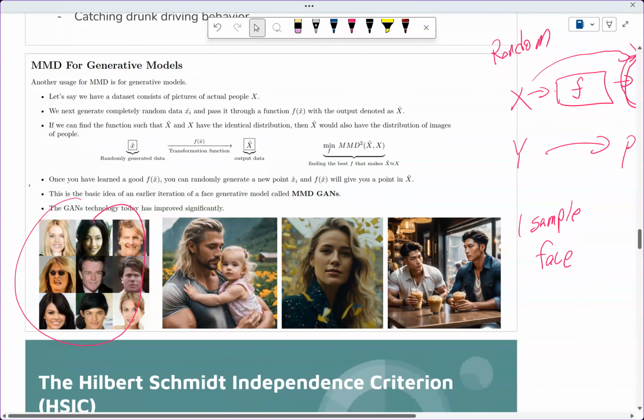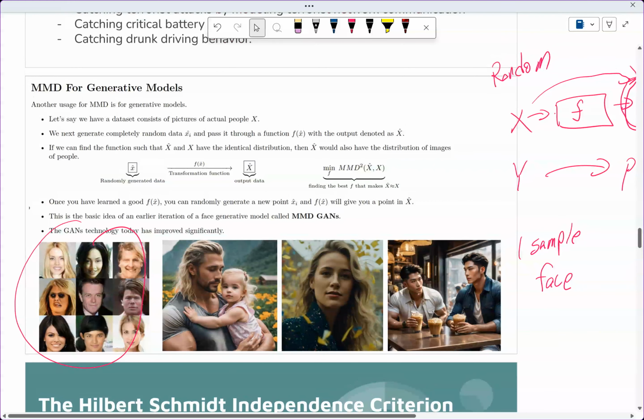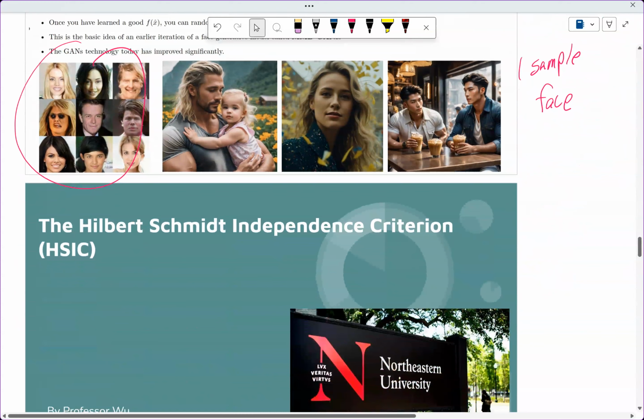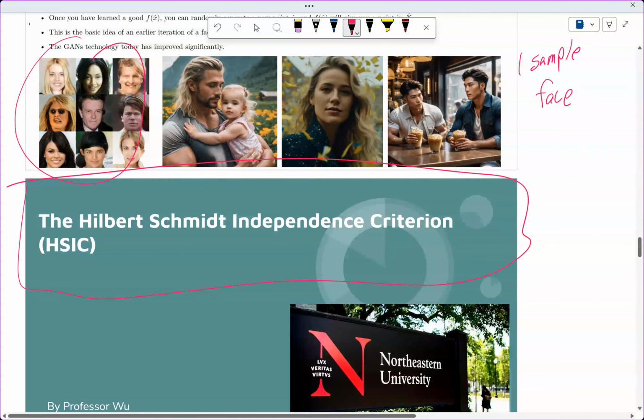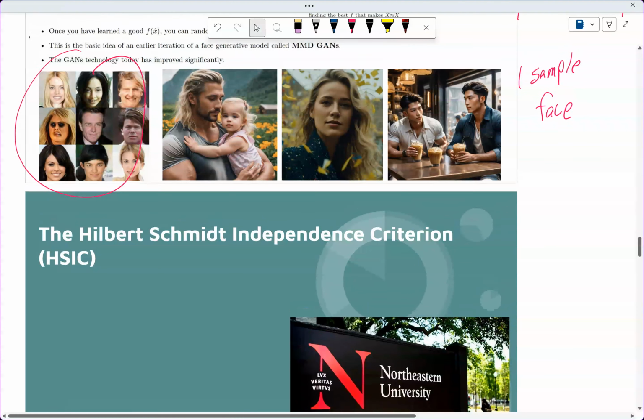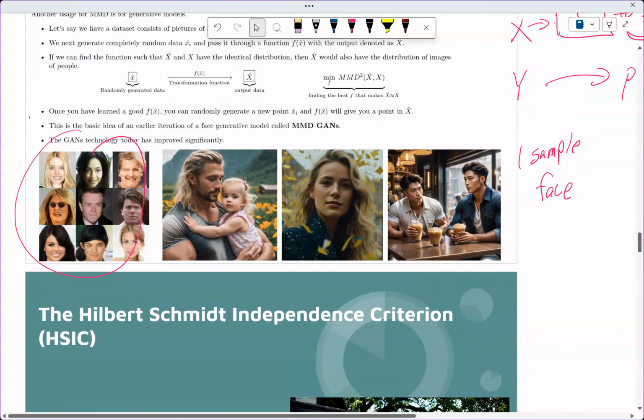So I think this is it for part one, the MMD lecture. In part two, I think we're going to talk about another concept called the Hilbert-Schmidt independence criterion, or HSIC. So in that case, I'll see you in part two of this lecture.